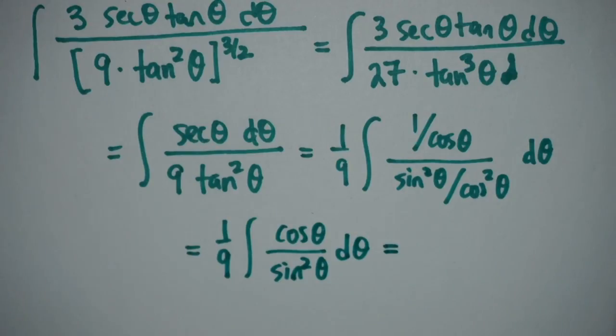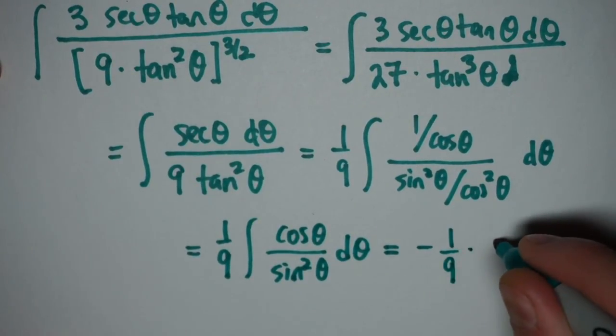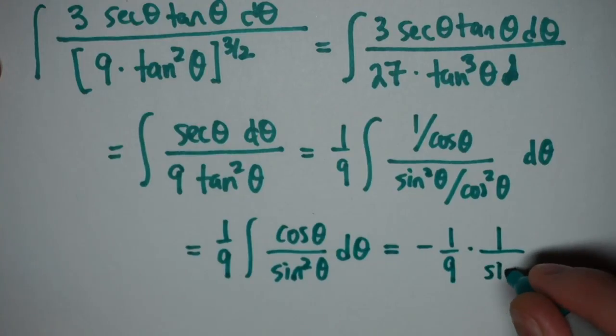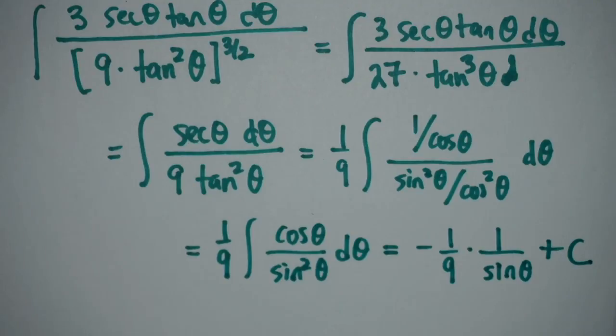When it's written like this, the substitution u equals sine of theta will work very nicely. And so when we do that and then perform the integral, we end up with negative 1/9 times 1 over u, or negative 1/9 times 1 over sine of theta, plus C.